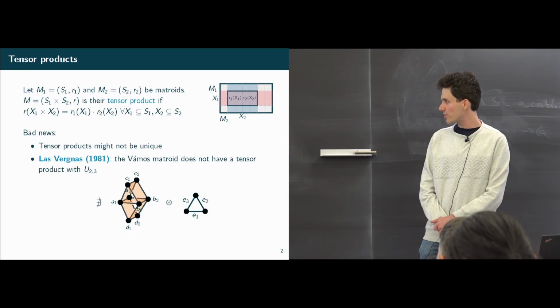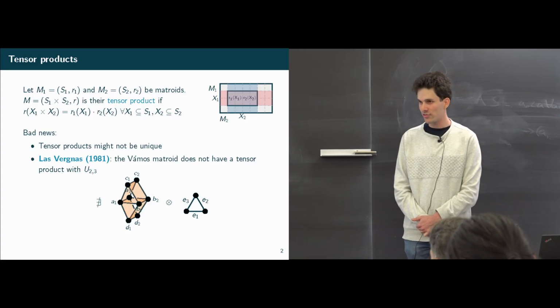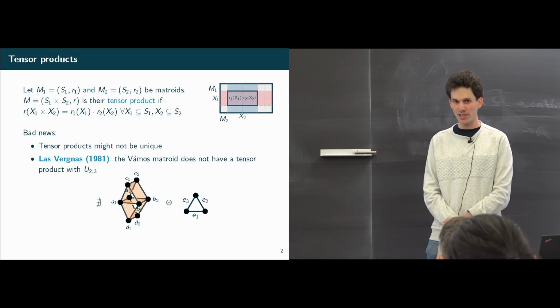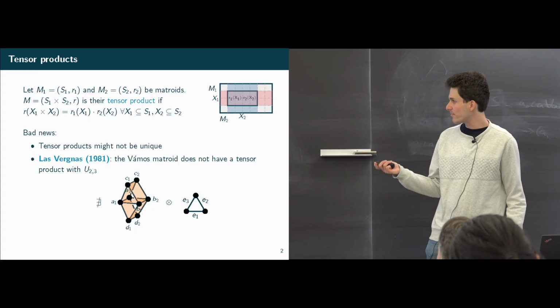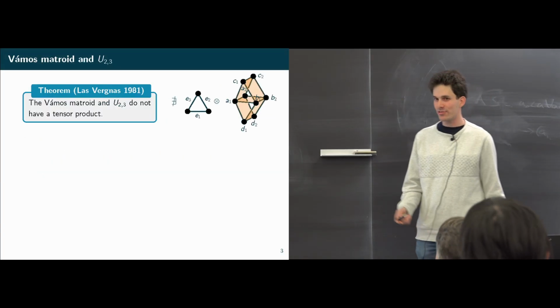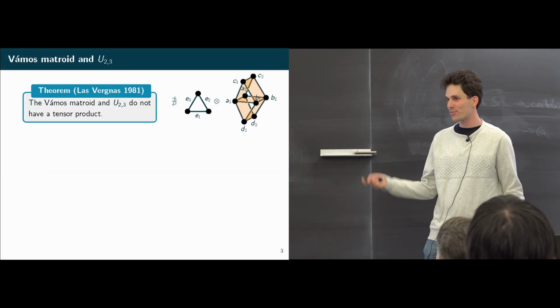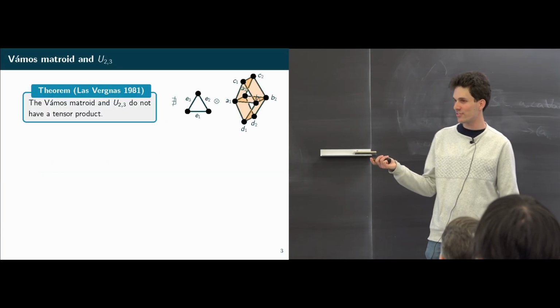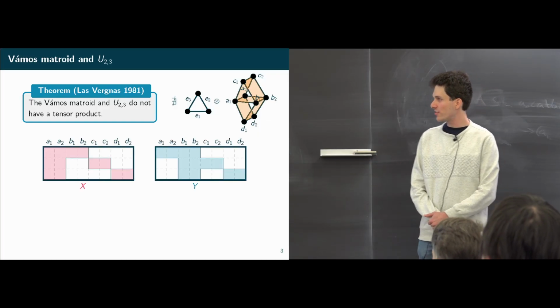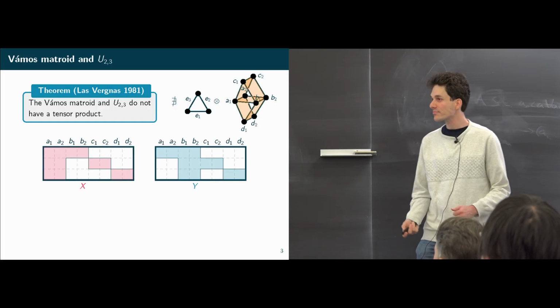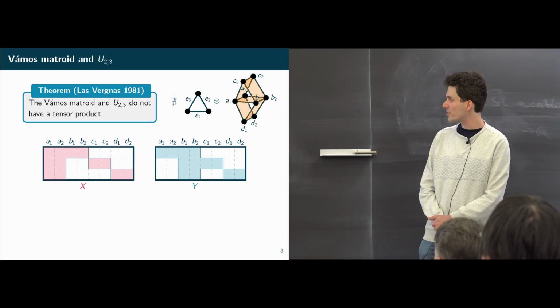So this is some part of linear algebra that does not generalize to all matrices. As Lars Magnus showed, the Vámos matrix does not have a tensor product with the rank 2 uniform matrix on 3 elements. And this is a nice proof with colorful pictures. So let's see Lars Magnus's proof of why this matrix does not exist. So assume it does. Then it's a matrix on these 3 by 8 elements. And assume it is a tensor product.